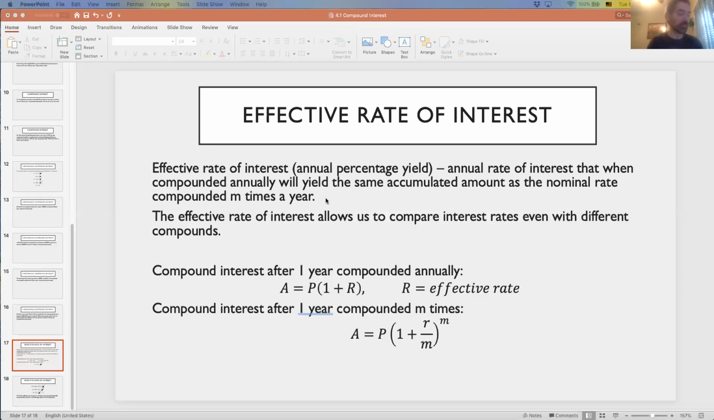So we want these to be the same. Right? We want these to be the same. So we've got the effective rate of interest formula, and we've got the regular compound interest formula, and we're saying that we want it to yield the same amount. In other words, we want these two A's to be equal. So we're going to set these two equal to each other and solve for capital R to get the effective rate. All right, so let's see how that is going to look on the next slide.